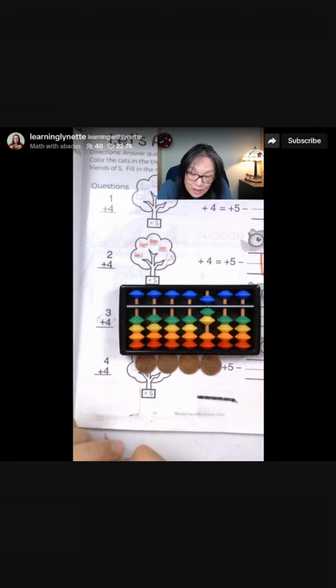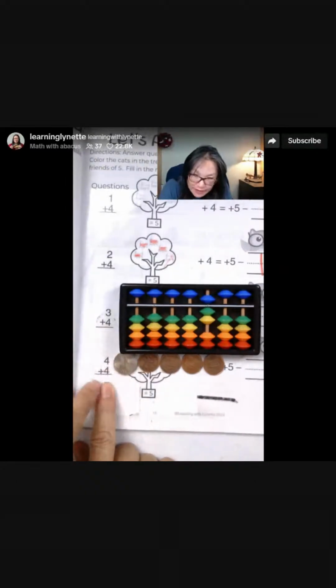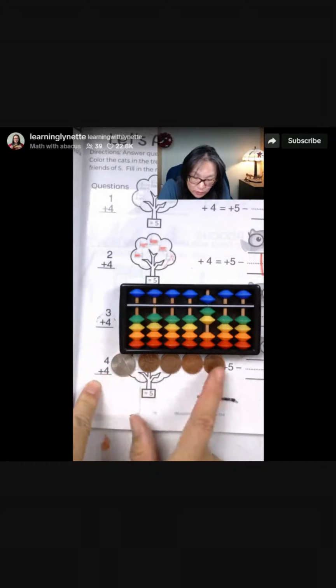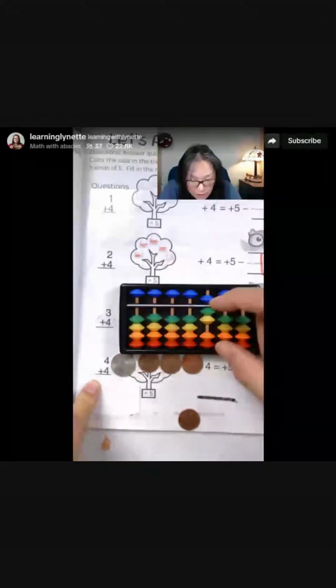Top 5 to bottom. When we want to add the 4, what are we going to do? When we add the 4, I have 5 cents. I'm going to give you 5, but that's too much. 5 and 4, what is it? It's 1. So I take away the 1. So I can show you again on my abacus. If I have 4, I'm going to add the 5 and I take away the 1.